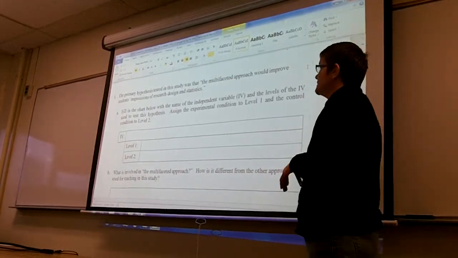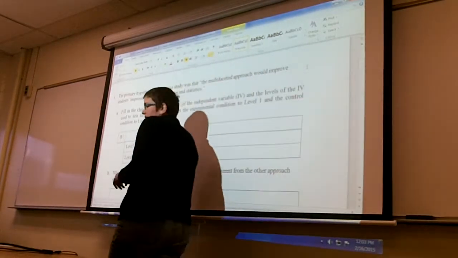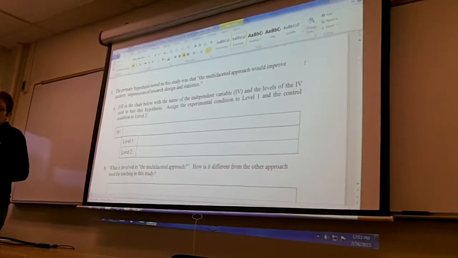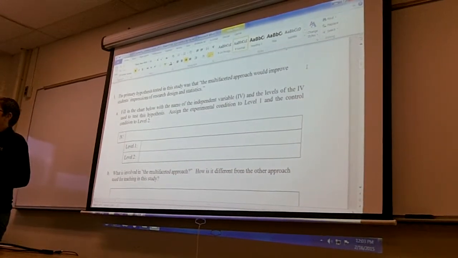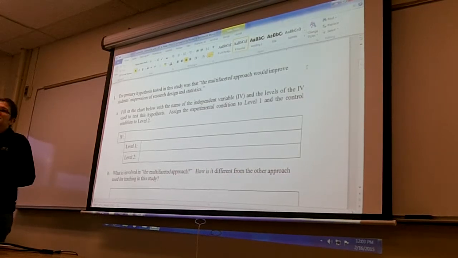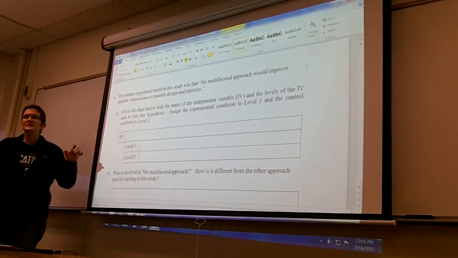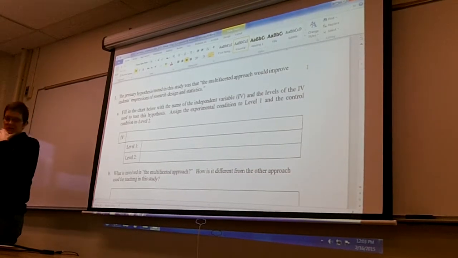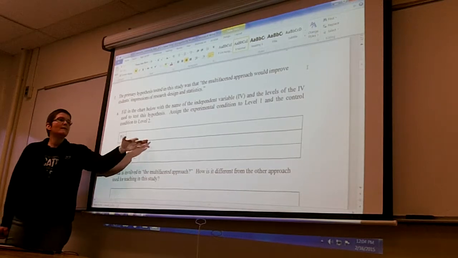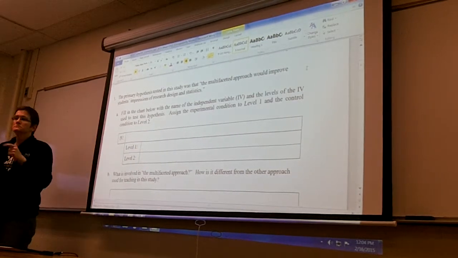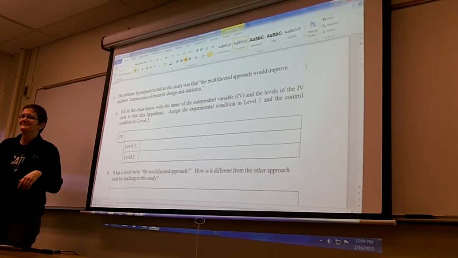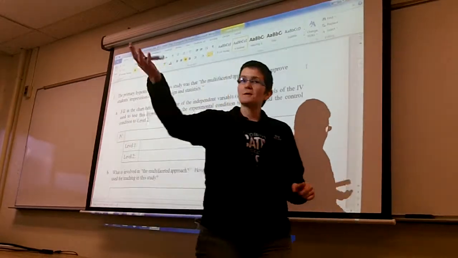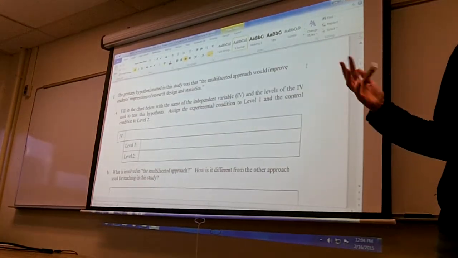Okay, so the first question says the primary hypothesis tested in this study was that the multifaceted approach would improve students' impressions of research design and statistics. That was the hypothesis they were testing. So what's the independent variable? Yes? Instructional methods of the teacher. Okay, instructional method, good. And what's level 1? That would be the experimental condition? You can answer the whole question. Go for it. The multifaceted approach. Okay, good. And the other was the traditional approach. Right. Perfectly good.